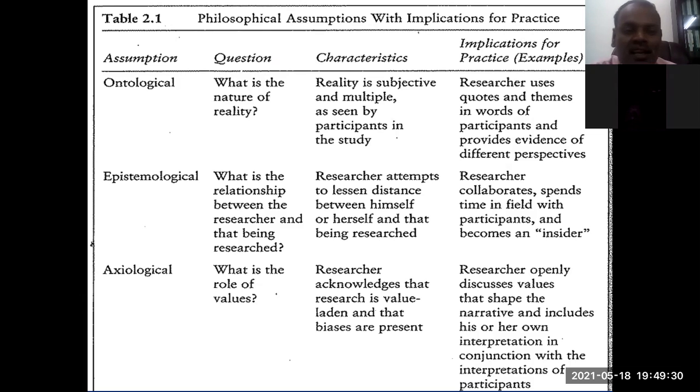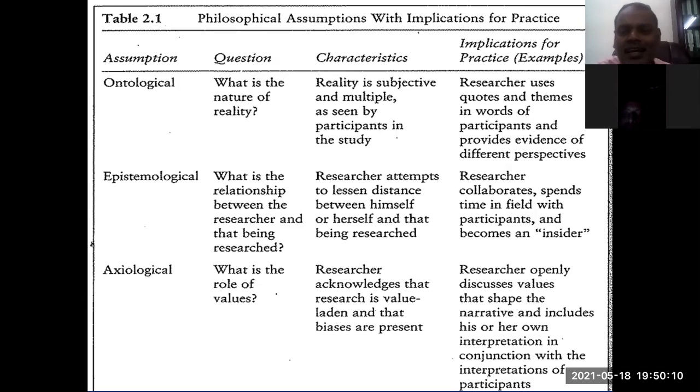Then epistemological assumptions. What is the relationship between the researcher and that being researched? For example, if you are doing a poverty related study, maybe you can refer from your own point of view. Since I am coming from a low background, how I am looking at that issue, how I am looking at a rich person, how I am looking at people who are living in poverty. So it is the relationship between the researcher and the nature of the reality.